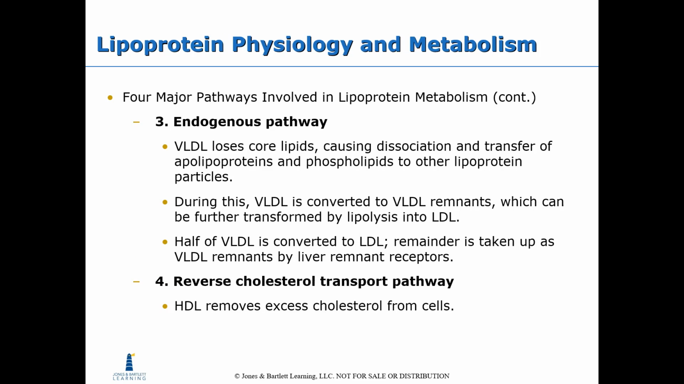Then we have the endogenous pathway. VLDL loses core lipids, causing dissociation and transfer of apolipoproteins and phospholipids to other lipoprotein particles. During this, VLDL is converted to VLDL remnants, which can be further transformed by lipolysis into LDL. Half of VLDL is converted to LDL, and the remainder is taken up as VLDL remnants by the liver remnant receptors. Then we have the reverse cholesterol transport pathway, where HDL removes excess cholesterol from the cells.